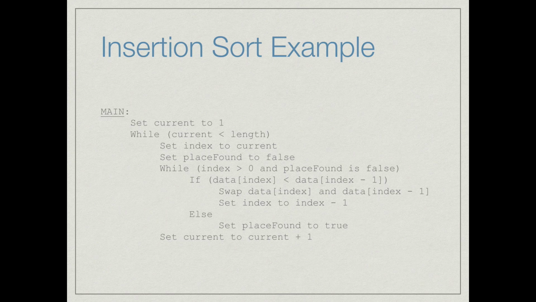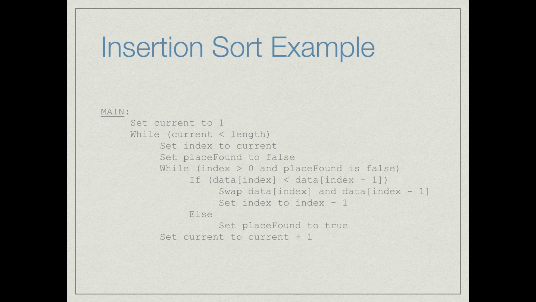Now, why is it index 0? This is not as intuitive here, but index being 0 is actually a condition that will terminate the loop. So setting index equal to 0, it's now the beginning of the array. We can't move forward. So the loop terminates, and current equals current plus 1. So current is now 2. So we move back up to the first loop. Index is now 2. Place found is false.